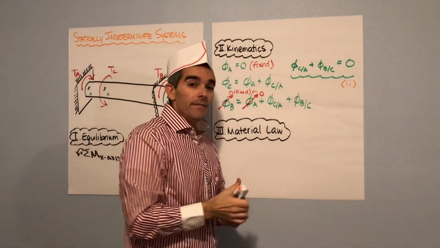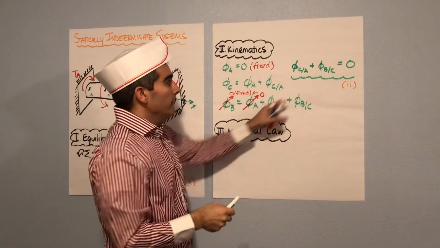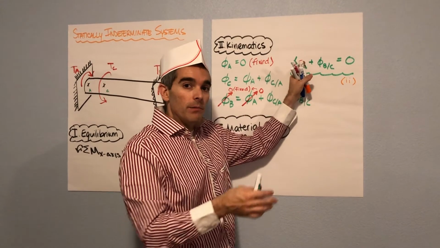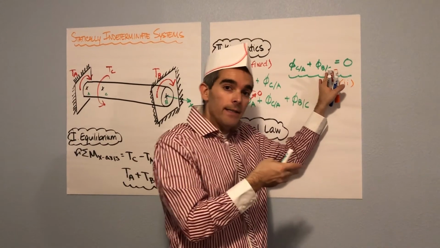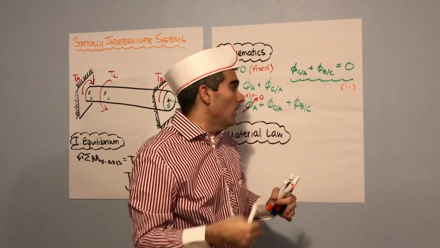Now they're additive because one angle of twist will be counterclockwise, the other angle of twist will be clockwise, and so the plus and minus will offset one another.